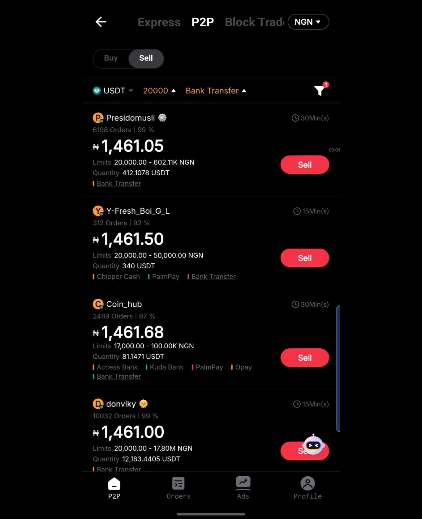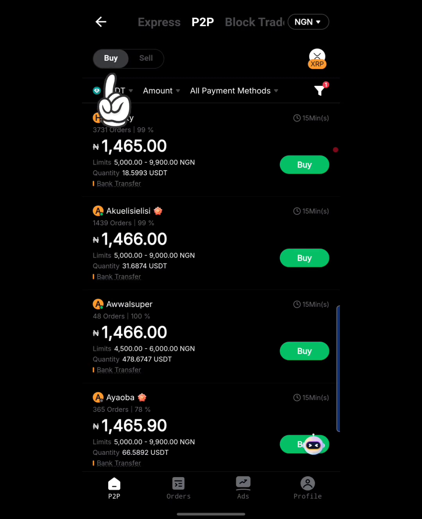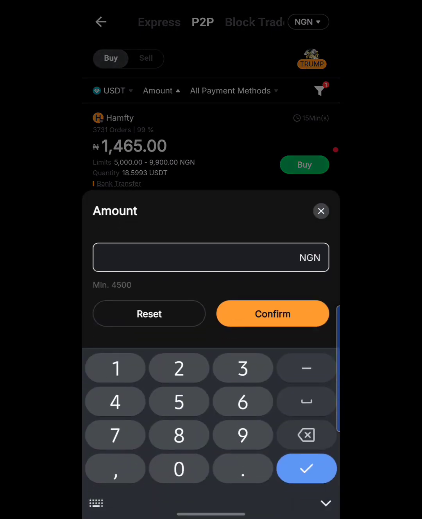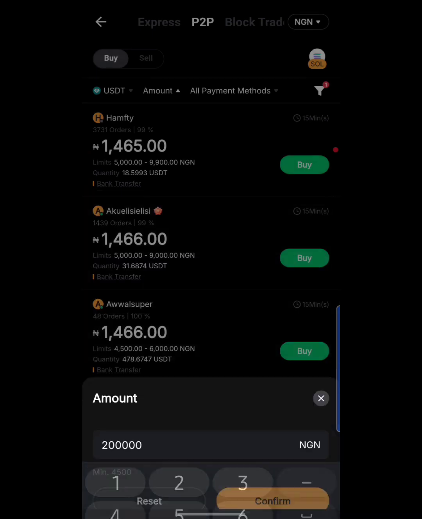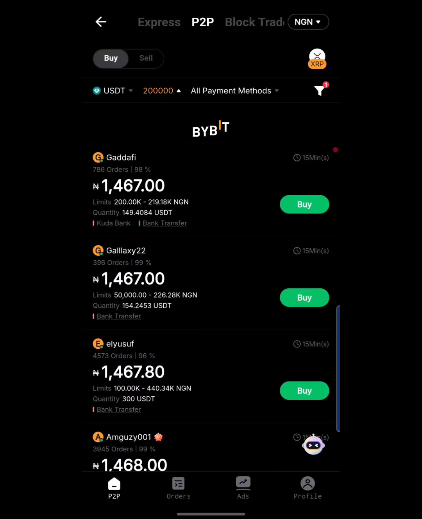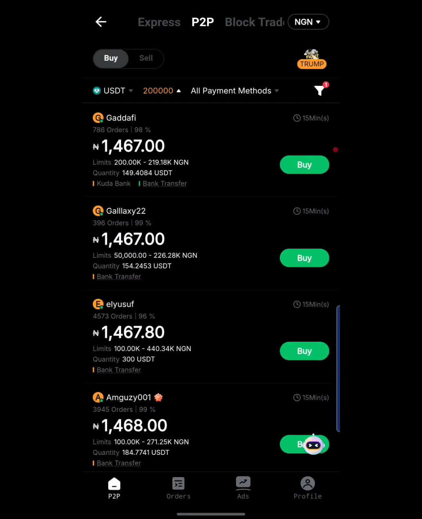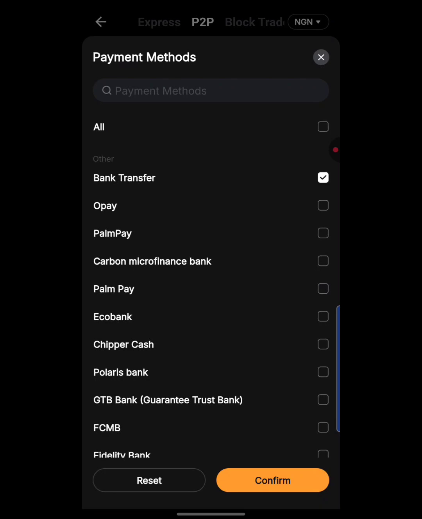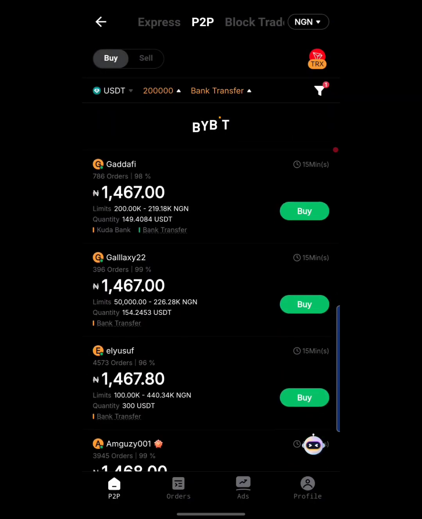Okay guys, so here we are back on my Bybit account. I'm going to hit on the buy section right here, so we'll sell our USDT. I'm going to hit on this place that says amount and simply hit on 200,000. I'm going to be selling the whole of our USDT right here on the buy section. I'm going to hit on confirm. Over here that says all payment method, I'm going to hit on it and simply hit on bank transfer and then hit on confirm.